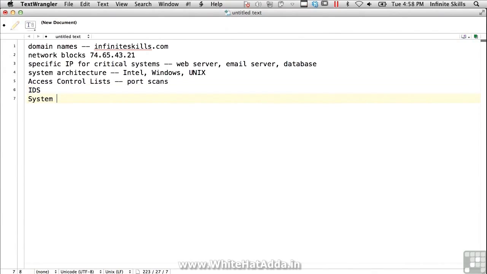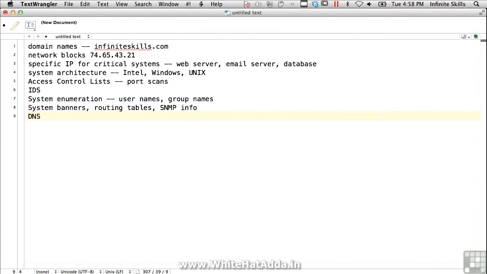You want to do system enumeration. If you can get access to a system somehow, you want to know usernames, group names, and so on. You want system banners, routing tables, and SNMP information if you can get it. DNS host names, if you can get those. This is for both internal and external.